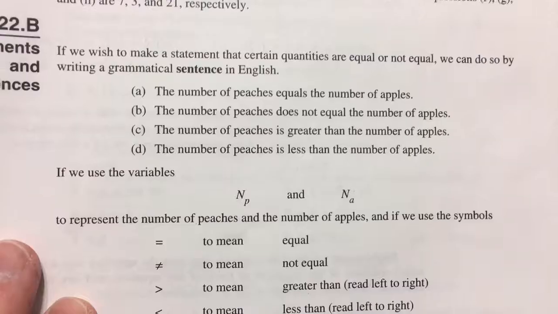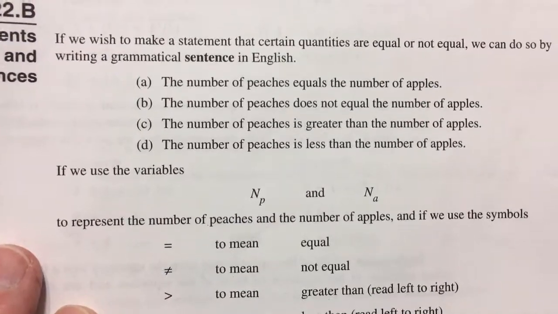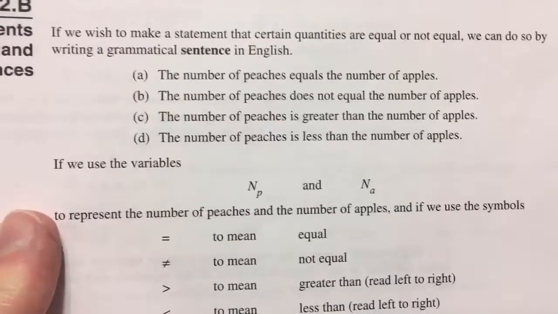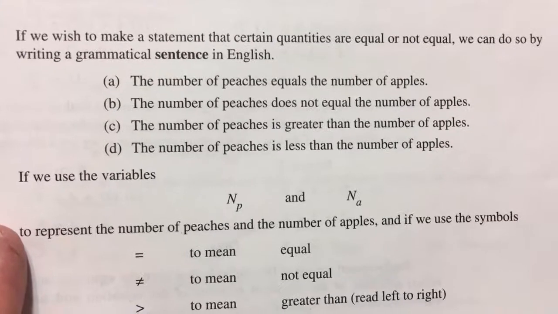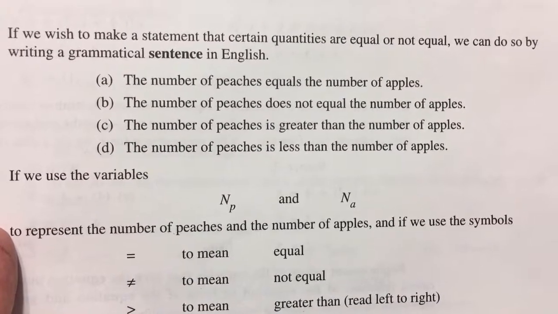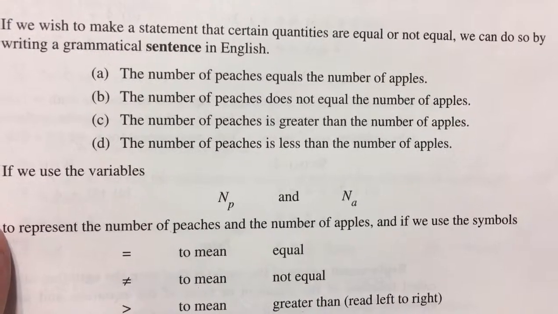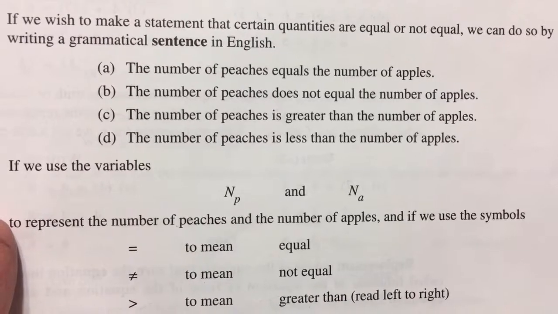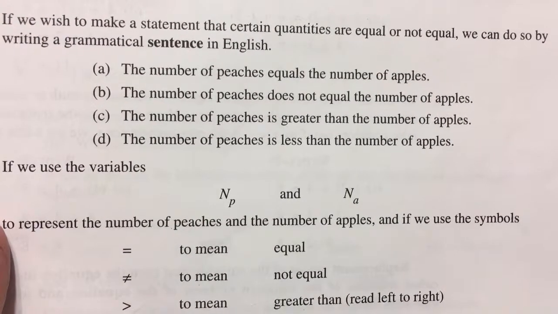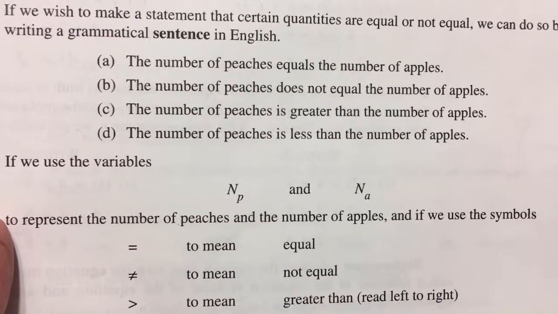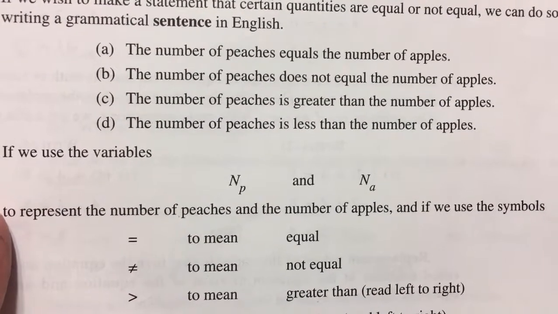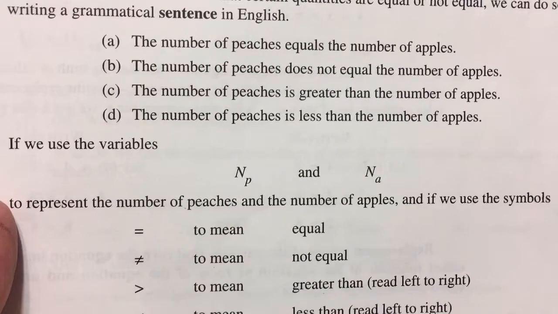So now I want to show you in your book. Okay, now we're on the B portion. It says if we wish to make a statement that certain quantities are equal or not equal, we can do so by writing a grammatical sentence in English. The number of peaches equals the number of apples. The number of peaches does not equal the number of apples. The number of peaches is greater than the number of apples. The number of peaches is less than the number of apples.